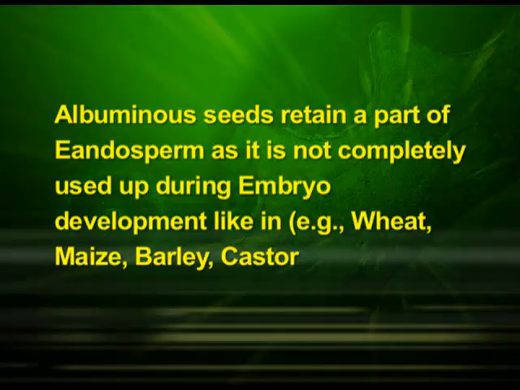The non-albuminous seeds have no residual endosperm as it is completely consumed during embryo development, like in pea, groundnut, sunflower, etc. Albuminous seeds retain a part of endosperm as it is not completely used up during embryo development, like in wheat, maize, barley, castor, etc.